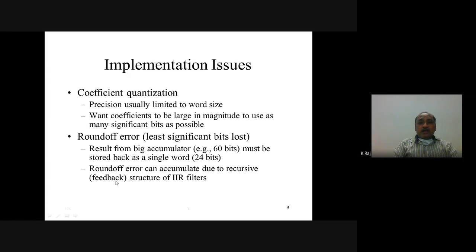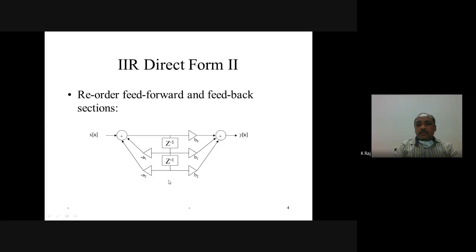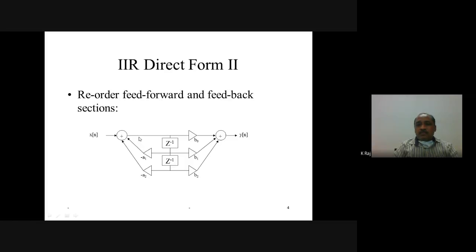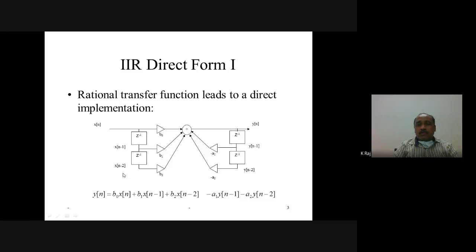And the second is that round-off errors can accumulate due to the recursive feedback structure of the IIR filter, because if we see the IIR filter, first, round-off error is taking place, and second, if we see this architecture here, we will find whatever the output is, that has to be again considered as the input.